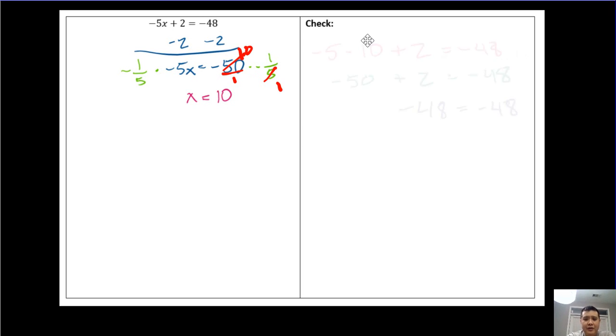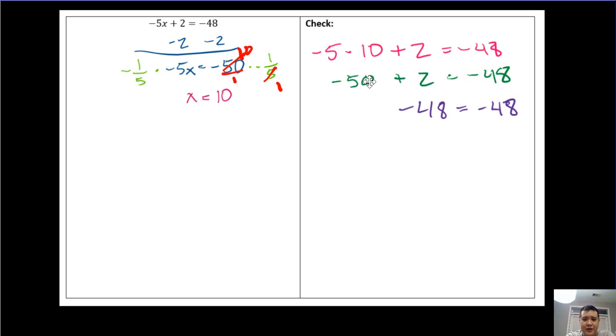And if we check it, we have negative 5 times 10, which is negative 50. Negative 50 plus 2 is negative 48. So therefore, we did it correctly.